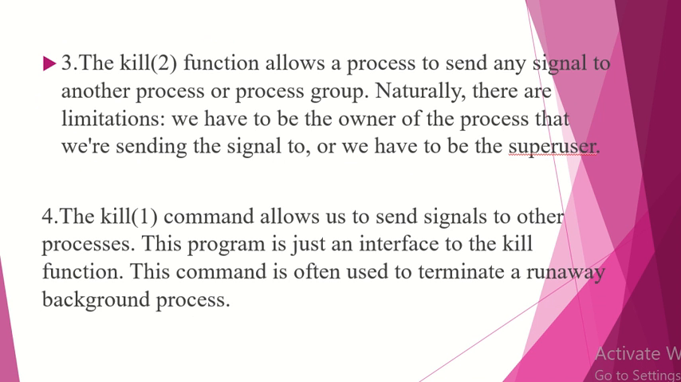The third condition is the kill function. The kill function is used to allow a process to send a signal to another process or a group of processes, but it is necessary that we are the owner of the process, or we are a super user. The fourth condition is that the kill command allows sending a signal to another process, and this command is often used to terminate a runaway background process, that is daemons. The background processes are also called daemons.